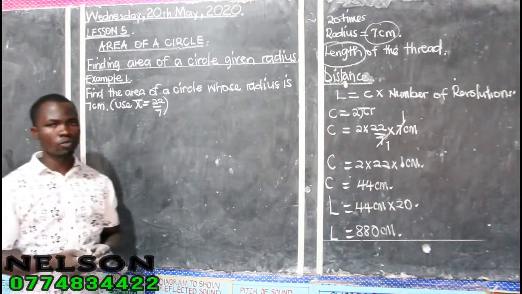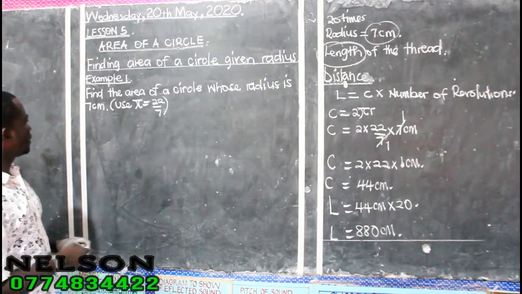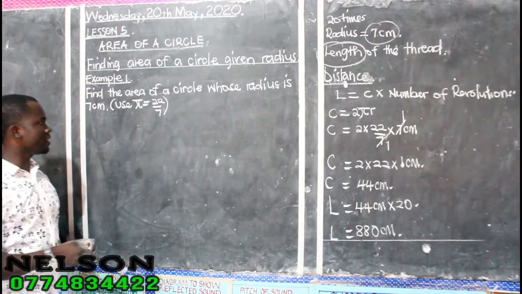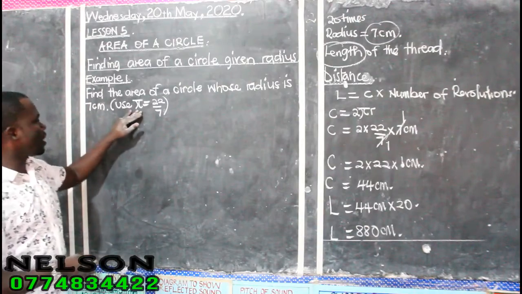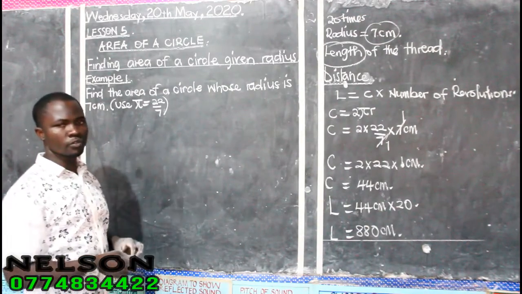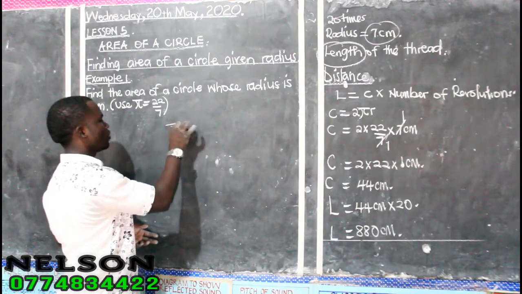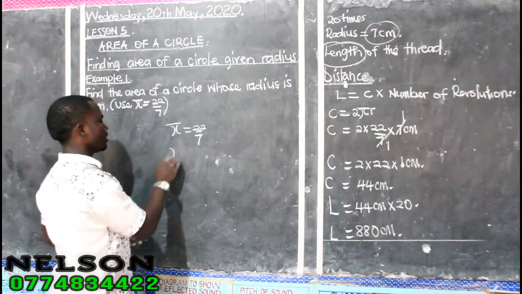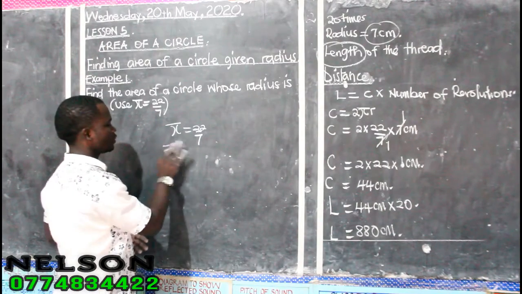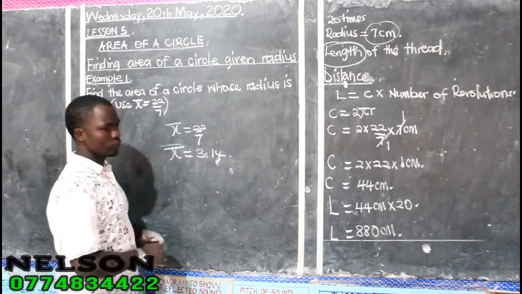Here we have our question 1. Question 1 says, find the area of a circle whose radius is 7 centimeters. Use pi equals 22 out of 7. This pi, we have the first pi of 22 out of 7. And then we have the other one over decimal fraction, which is 3.14.